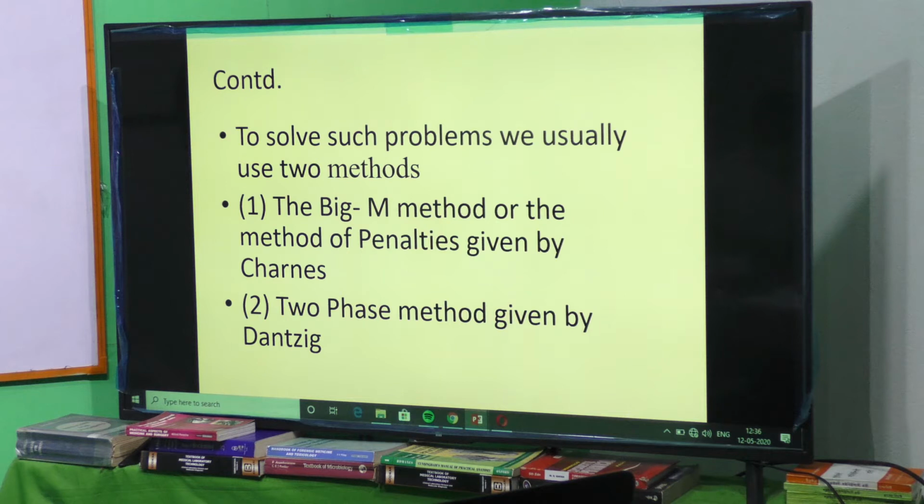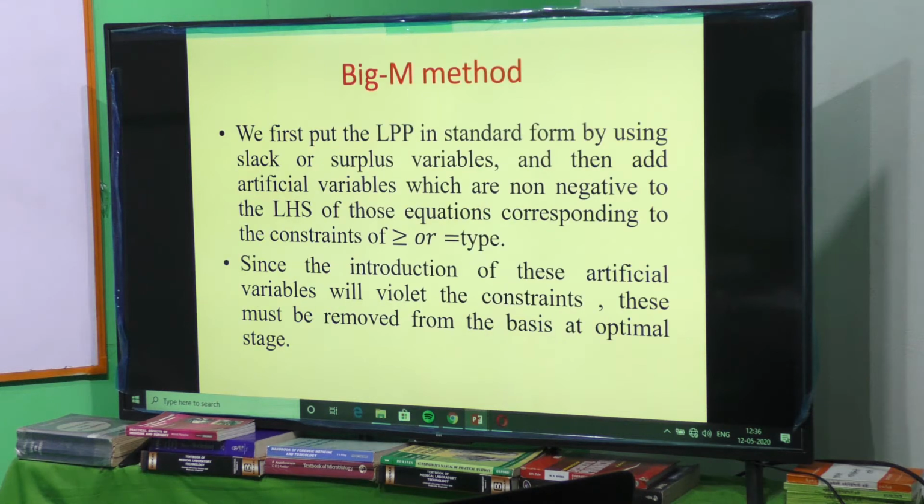To solve such problems, we usually use two methods: the Big M method or the method of penalties given by Charnes, and the two-phase method given by Dantzig. So we have two methods to tackle such type of problem. Let us see the Big M method.